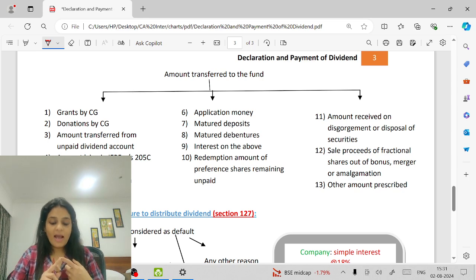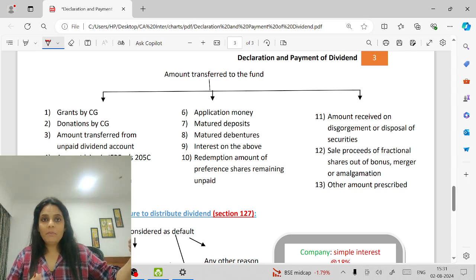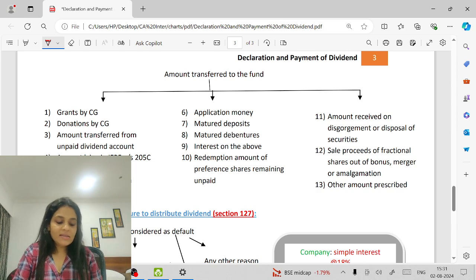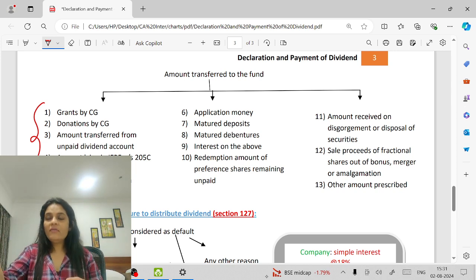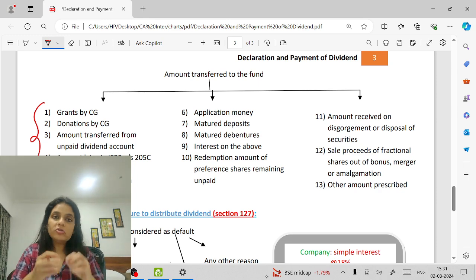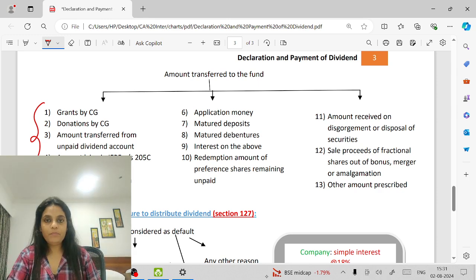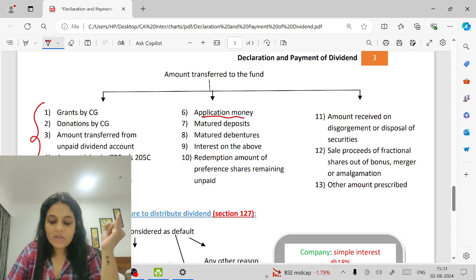Right? Then after that, any amount which is unpaid for 7 years, as we just saw, will also be transferred here. Now it's a fund, so obviously we will invest this money somewhere. So whatever return we are getting from this investment will also be transferred to the fund only.